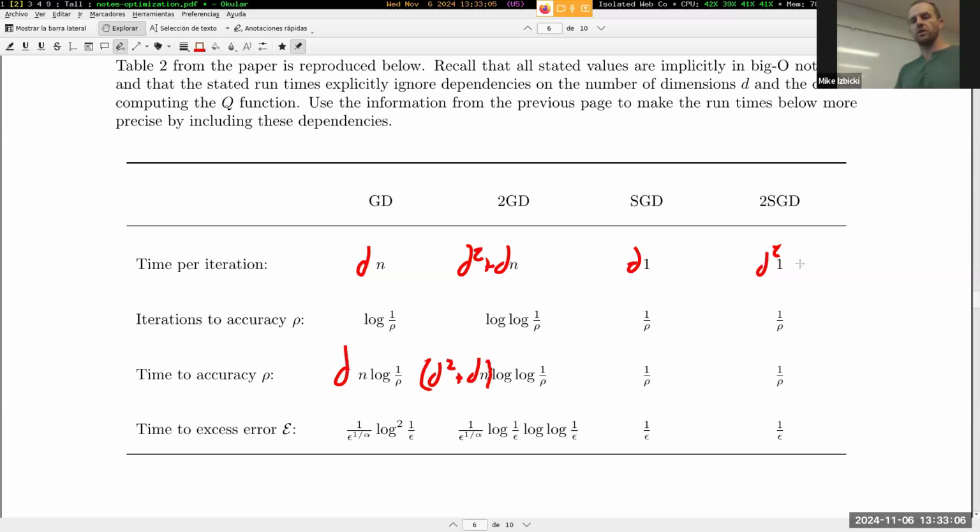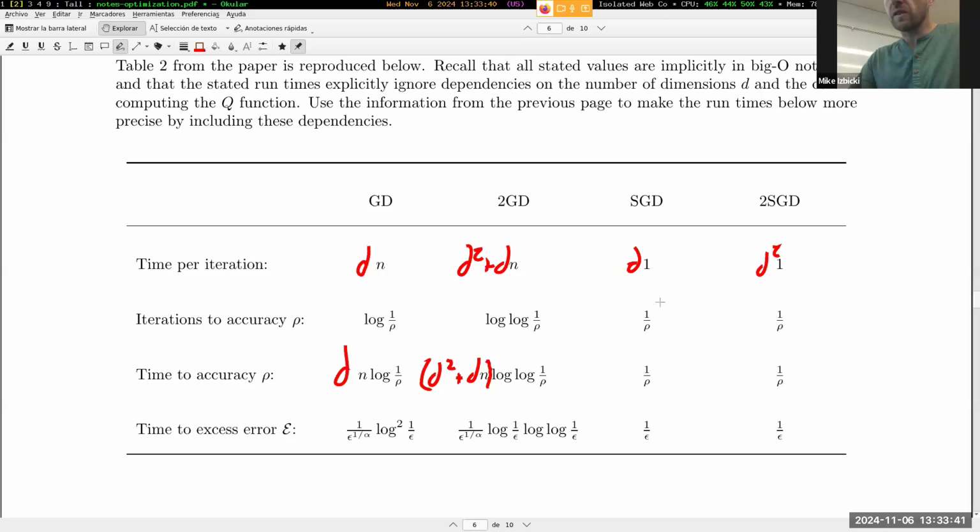I guess one thing to note too that I haven't explicitly said is that all of the notation here is implicitly in big O notation. There would be a lot of O's if we were writing them all out, and so I made that asymptotic notation implicit here instead of explicit. But all of this is only in the limit case, as these variables go off to infinity, ignoring constant factors. Okay, the number of iterations to accuracy rho.